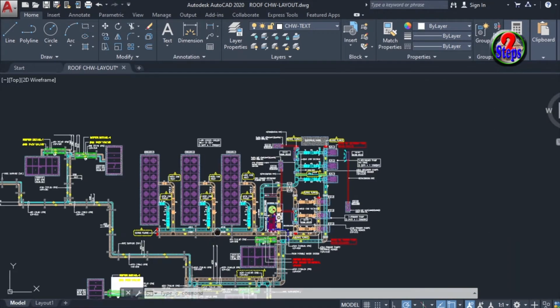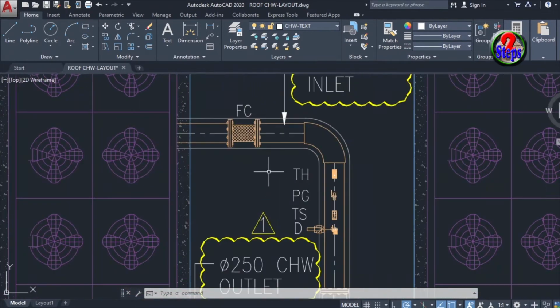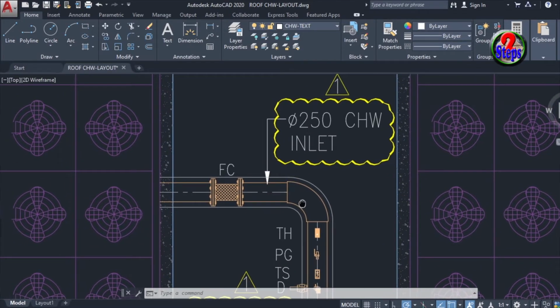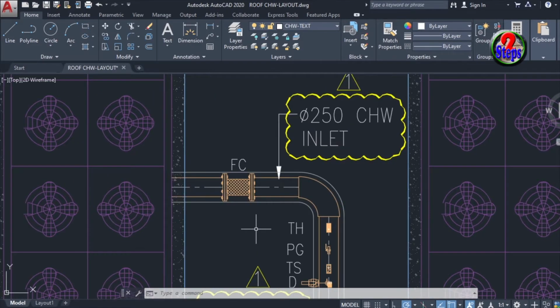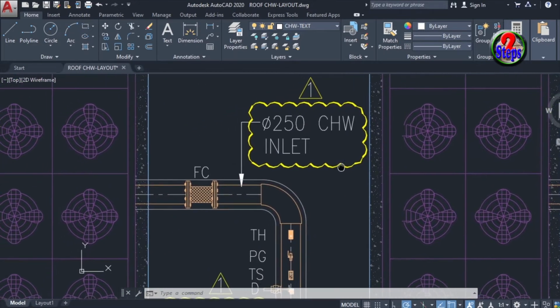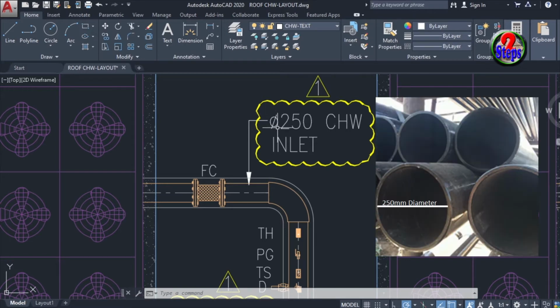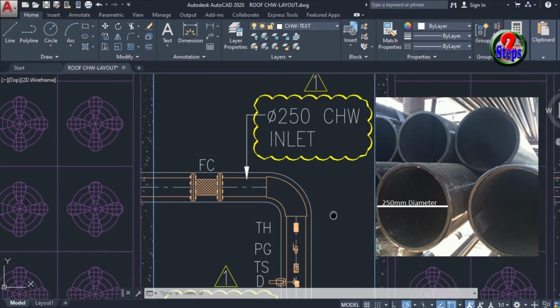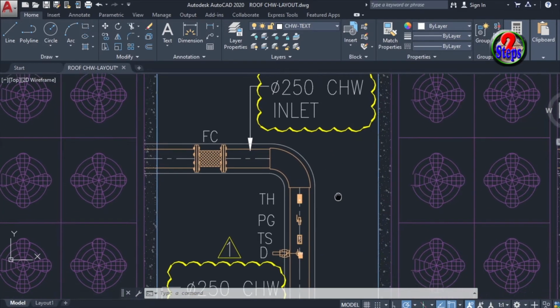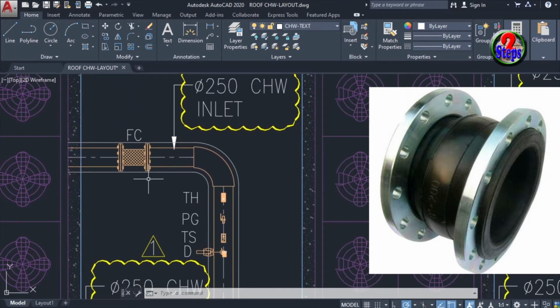Now we will check the symbols in the drawing for chilled water system equipment and others, and the full meaning of this symbol labeling. This one is the size of the pipe. This symbol means dia, size of the pipe in dia, 250 mm. 250 mm means 10 inch. And this one, FC. FC means flexible connector. Also, it's called rubber connector.